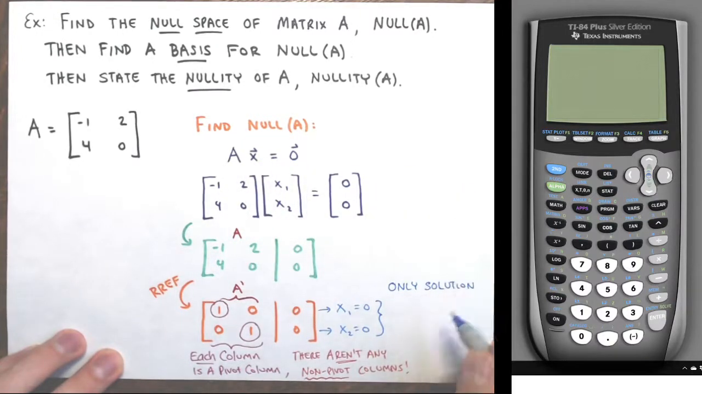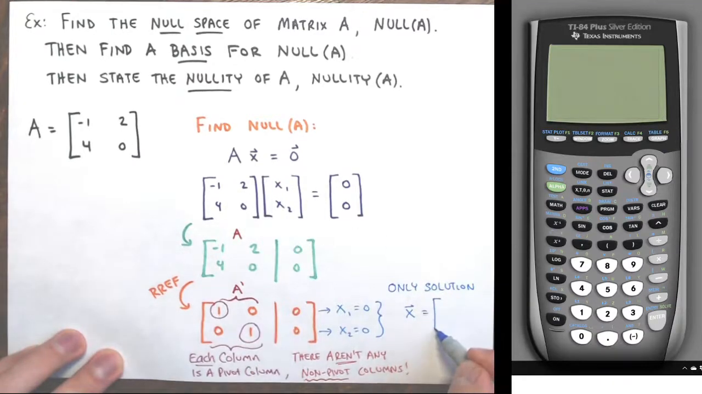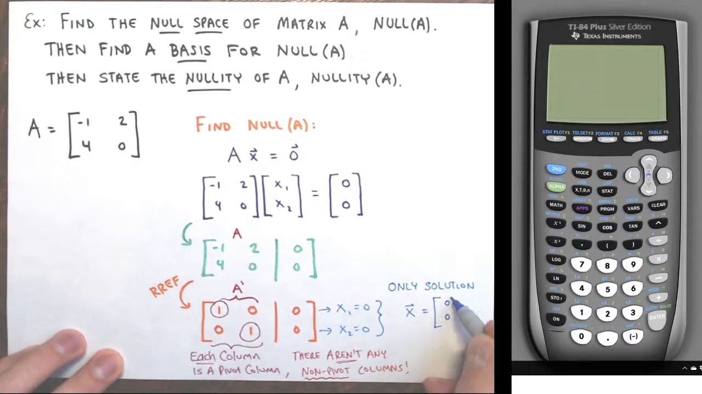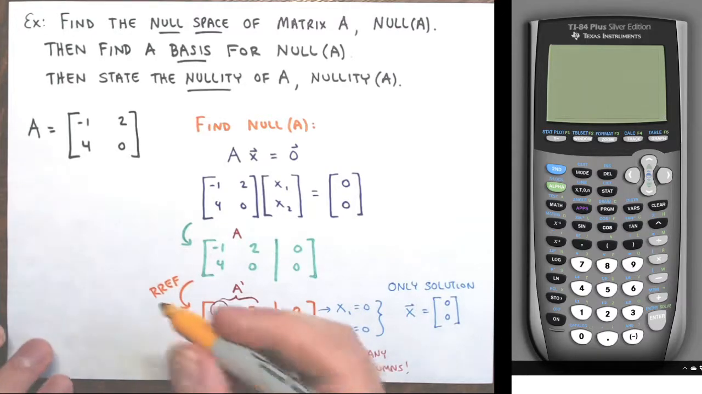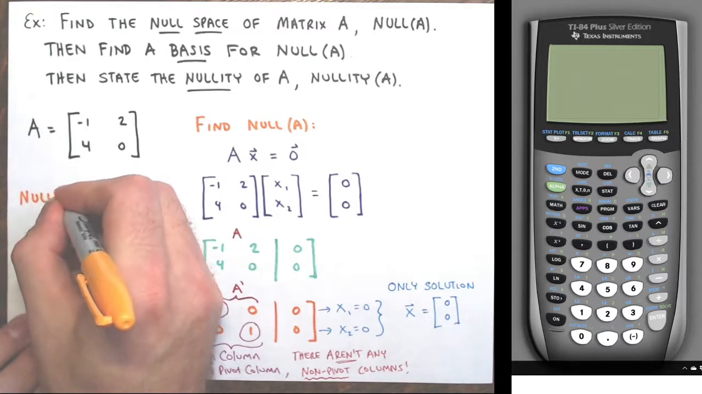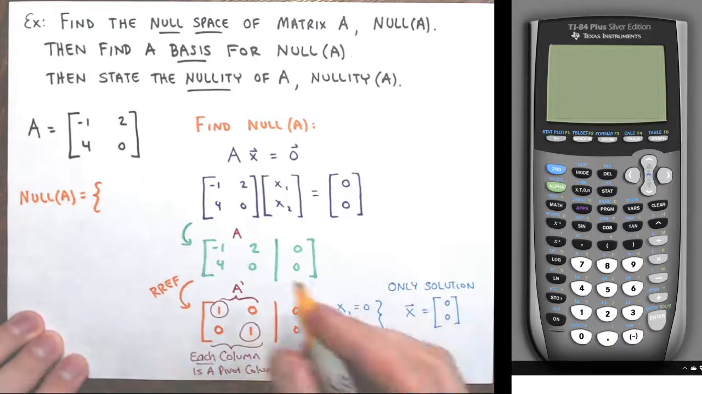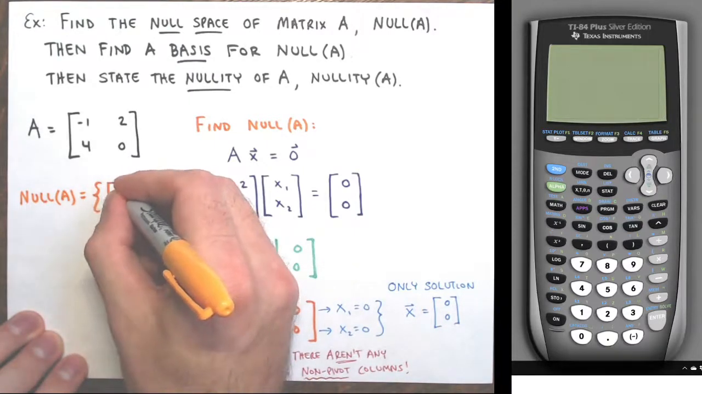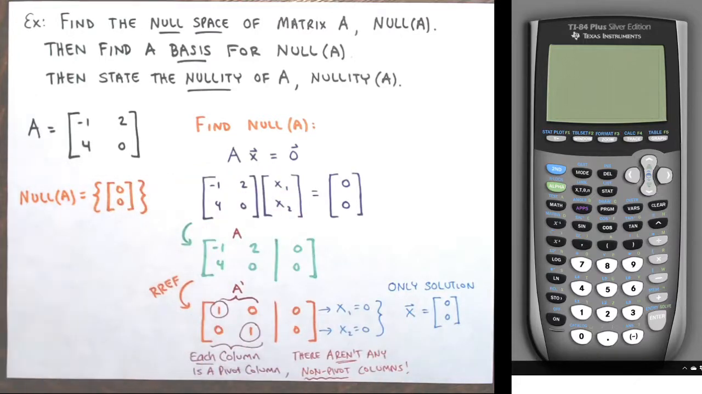The only solution is replacing this vector x with the 2 by 1 vector with x1 equals 0, x2 equals 0. So there's my null space. Off to the side here, the null space of A is just the set with this vector in it, just the 0 vector. And that's it. That is all.